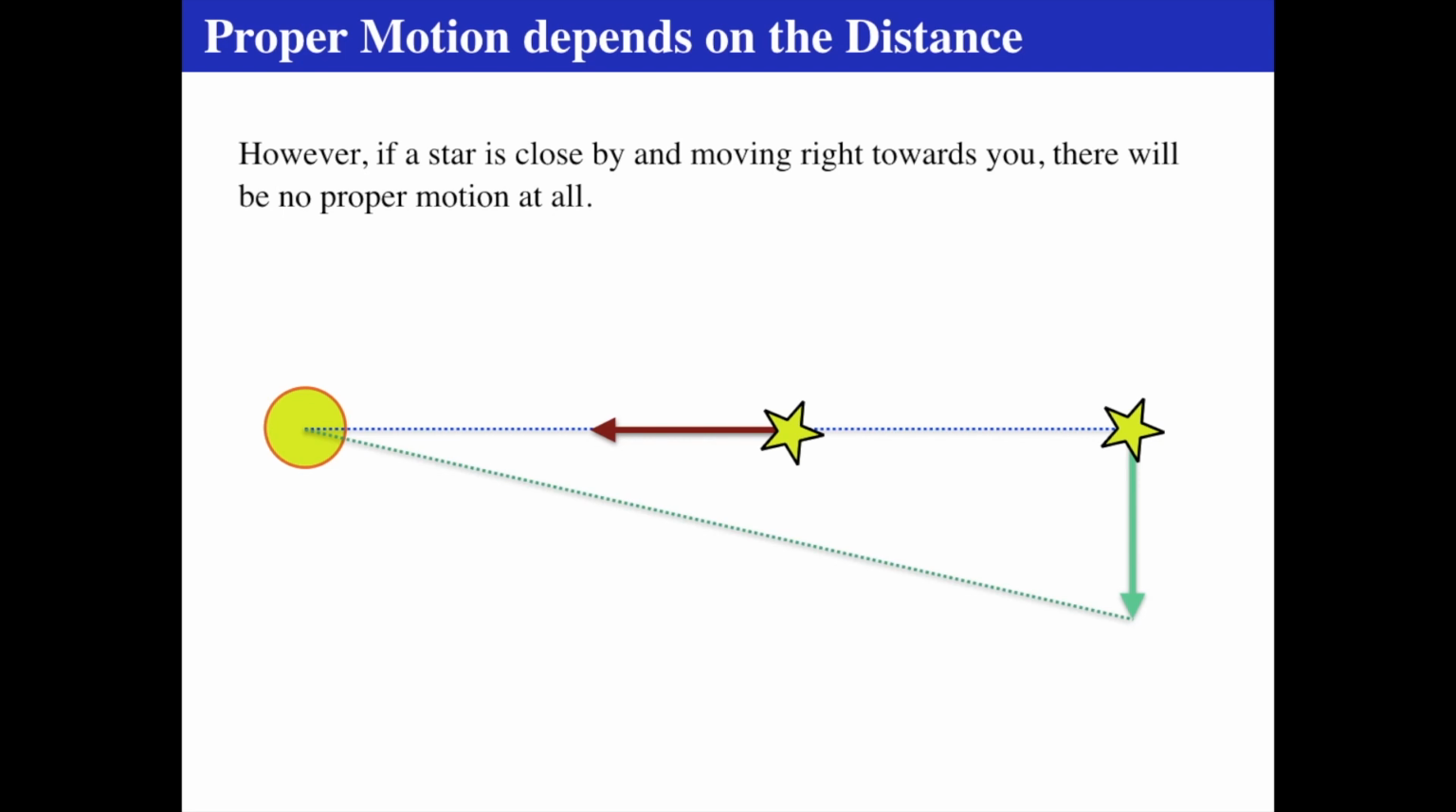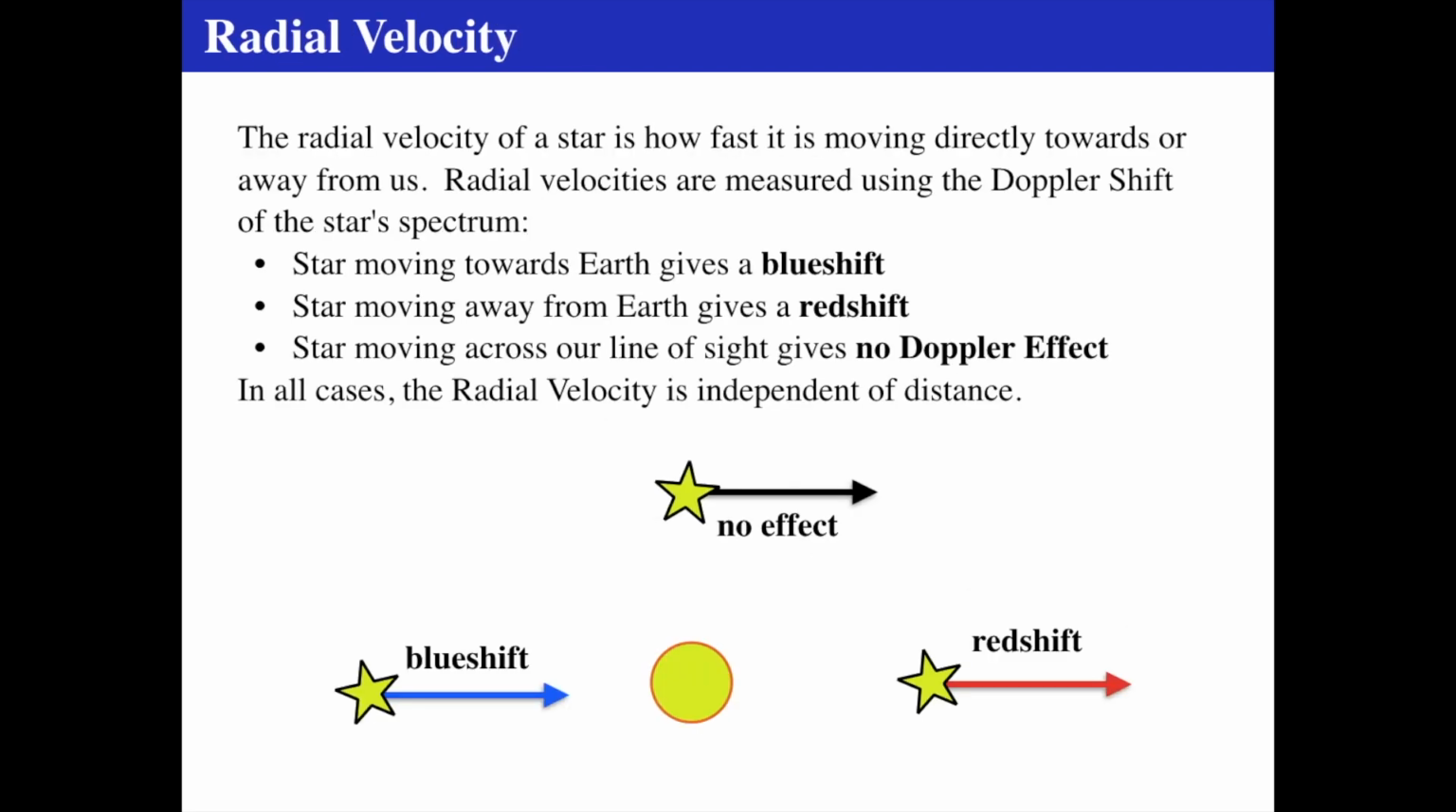Okay, but let's say it's moving at the same speed as the green star. The red star is moving the same speed, but if the red star is moving directly towards us, we're not going to see any proper motion at all. That'll be kind of weird, but it has the same speed as the other one, but it's moving towards us, so no proper motion.